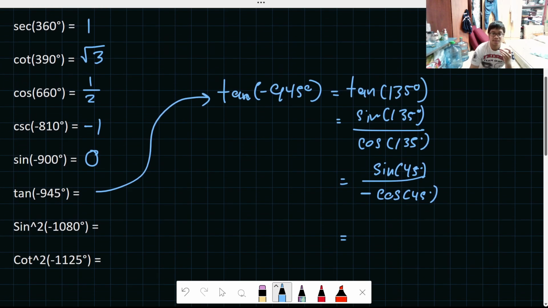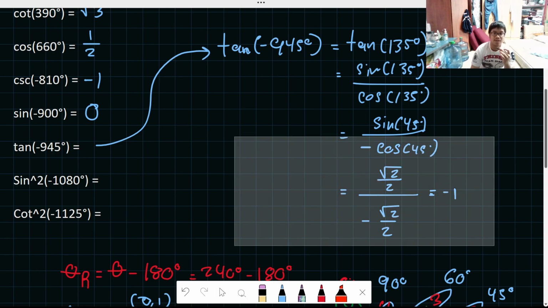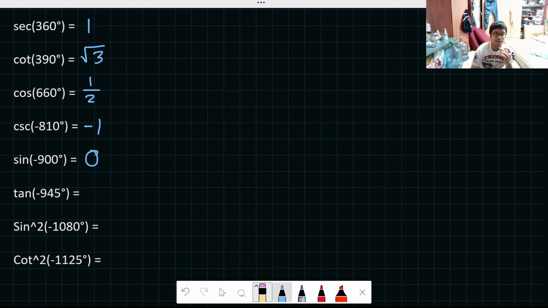So let's now get the answer. Sine of 45 degrees is just square root of 2 all over 2, and cosine of 45 degrees is negative square root of 2 all over 2. Since they're both the same despite their signs, the answer here is negative 1. So the answer for tangent of negative 945 degrees is negative 1.